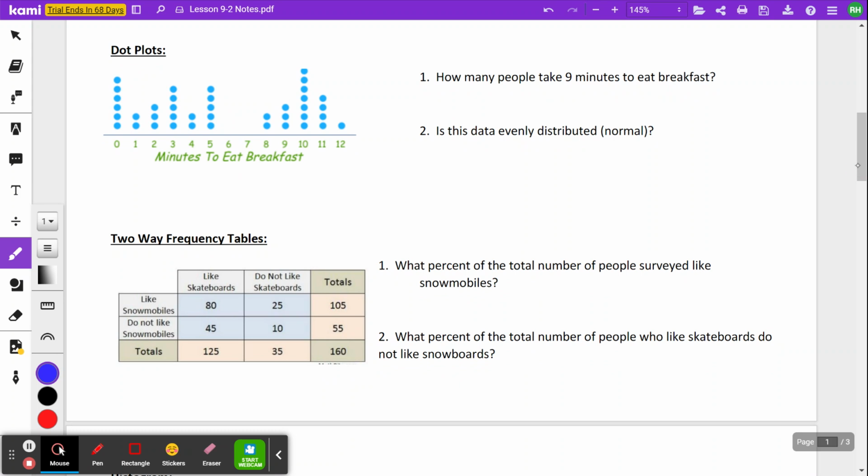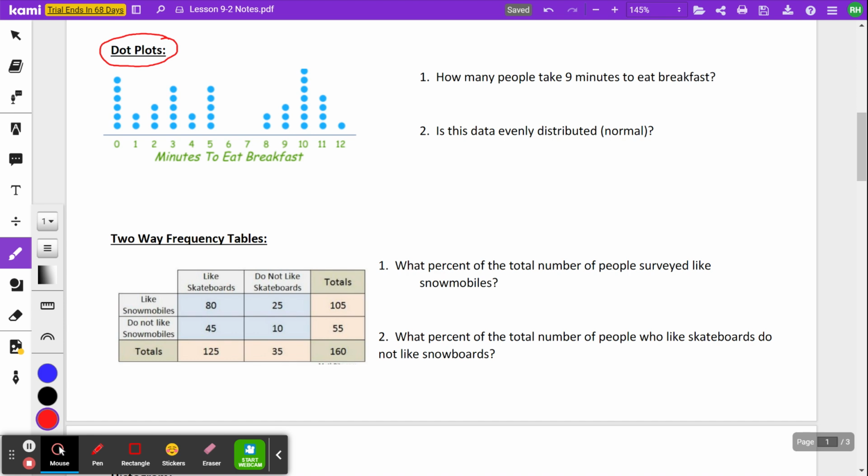Now we're going to go into the actual different kinds. So the first one we're going to talk about is a dot plot. And a dot plot is exactly what it says, right? You are actually putting dots down for the data values.